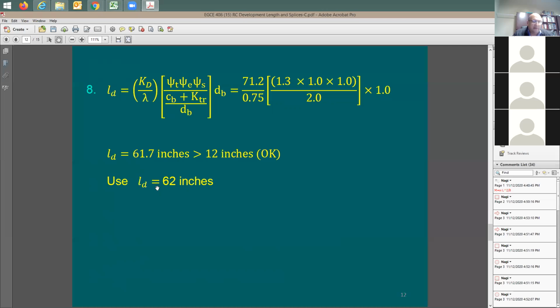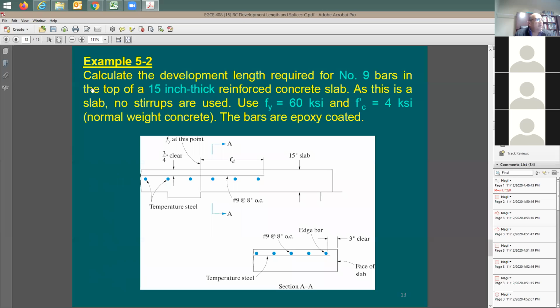This is a lot. You're talking about 5 feet and 2 inches. In many cases, it's just simpler if you provide a hook, because this here is straight development length. If you're just going with straight length, L sub D is going to be the straight development length. Let's look here at the second example.